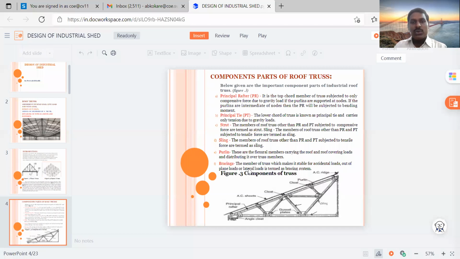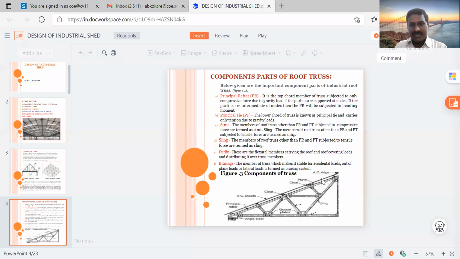Then the last component of the roof truss is bracing. So what is bracing? The bracing we are providing in the industrial shed or in the roof truss is the member of a truss which makes it suitable for accidental load, out of plane load or lateral load, and it is known as the bracing.